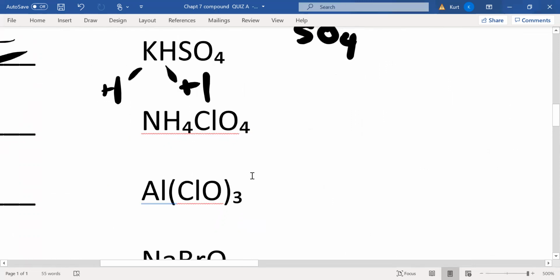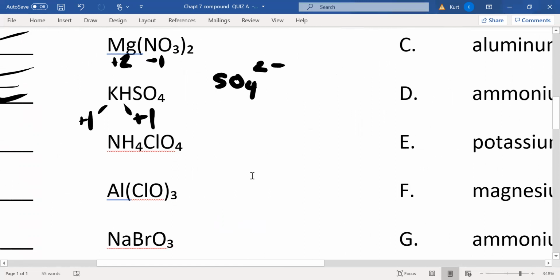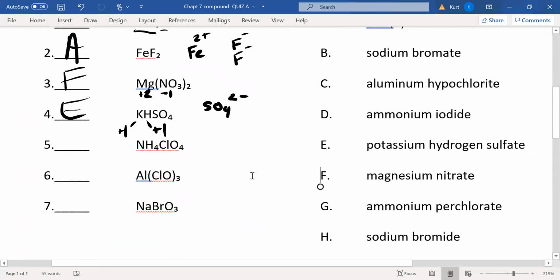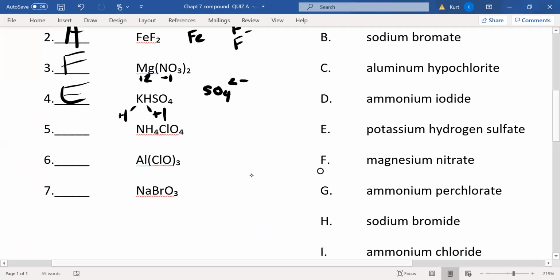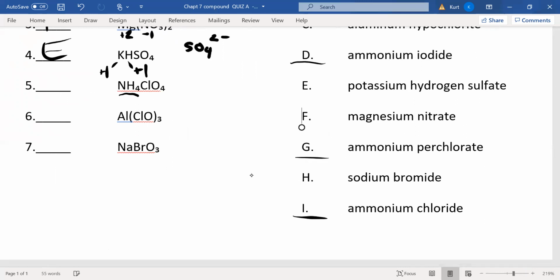All right, what is NH4? That's ammonium. Now, ClO4 is one that you did not have to memorize for this class, so I'll give it to you. That is called perchlorate. If you want to use the process of elimination, which is something I encourage all of you to use, what are the only options that have ammonium in the front? Because you know NH4 is ammonium. You have option D has ammonium, option I has ammonium, and option G has ammonium.